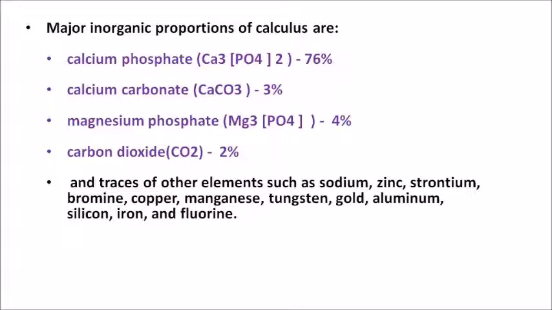Easy, no? And there are traces of other elements like sodium, zinc, strontium, bromine, copper, manganese, tungsten, and even gold present in calculus. So again, if they give a pick the true or pick the false statement and you see these elements, you may get confused. Is gold present in calculus? You may feel yes, it is present. Aluminium, silicon, iron and fluoride, many trace elements are present.